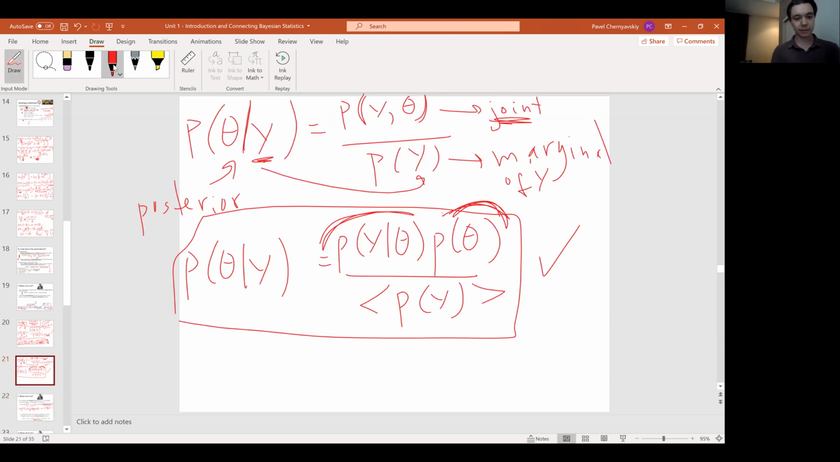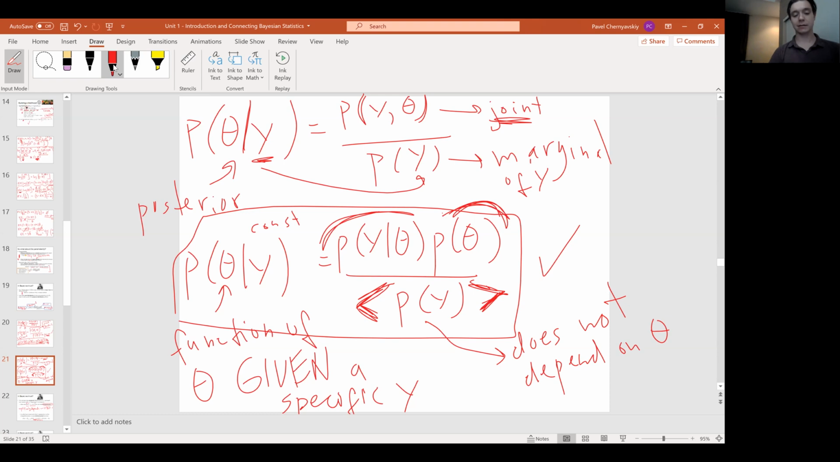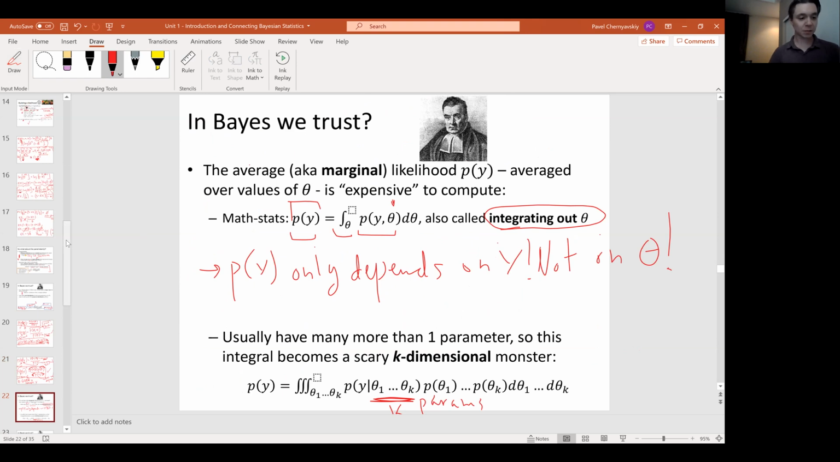If we go back to the posterior, it is a function of theta given a specific y. So y is actually a constant here, and theta is the variable. So we're working with this denominator down here. The thing is, the denominator down here does not depend on theta. And the posterior is a function of theta. And so this altogether allows us to simplify the expression a bit further.